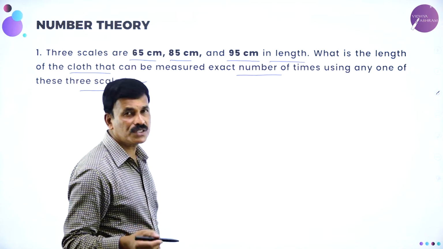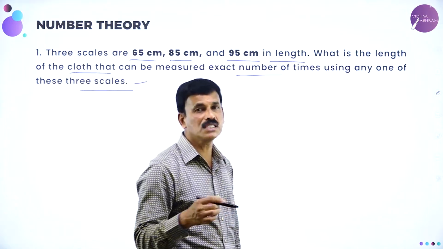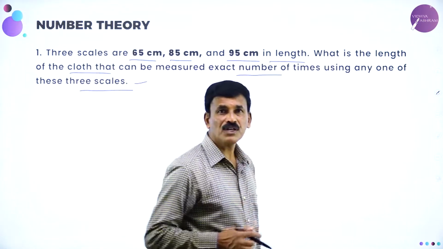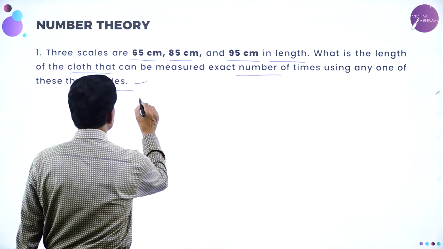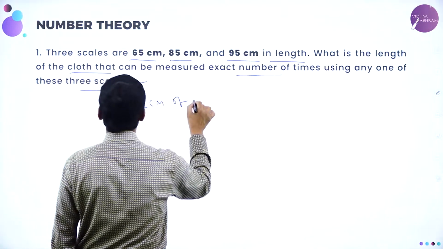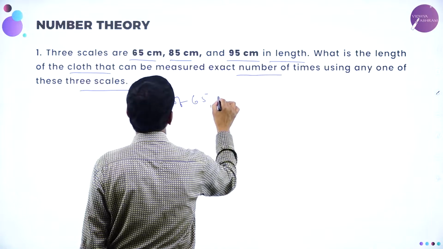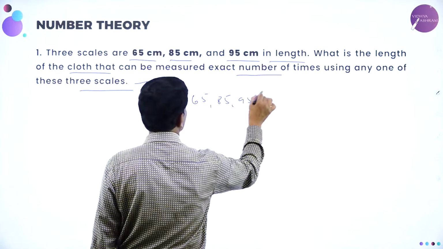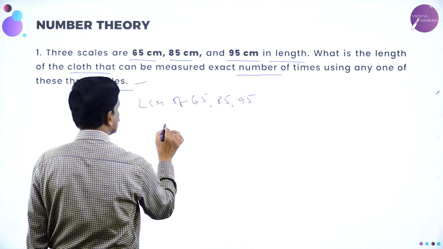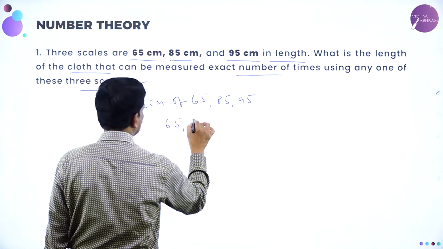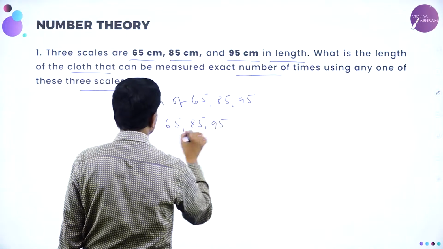Now we have to find out the LCM, that's all. The LCM of these three numbers will give us the required answer. Now find out the LCM for this. So the LCM of 65, 85 and 95 will give us the required answer. So that's equal to, write down the numbers 65, 85 and 95.